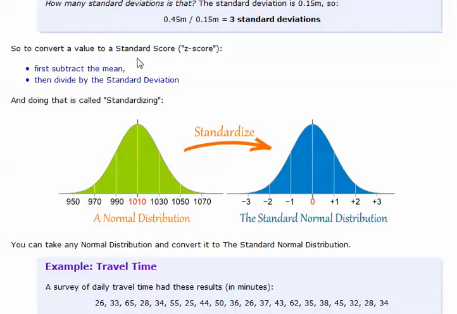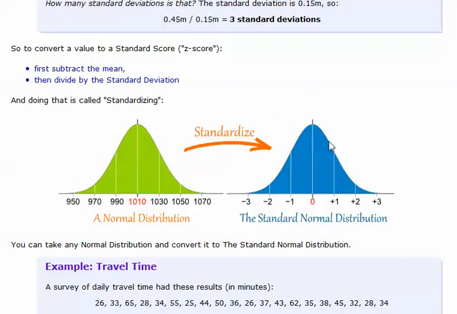So to convert a value to a standard score or a z-score, you first subtract the mean from that data point, then divide by the standard deviation. And doing that is called standardizing. So you take a normal distribution with random numbers on the bottom or whatever they represent, and by finding the z-scores you standardize, you use the standard normal distribution.